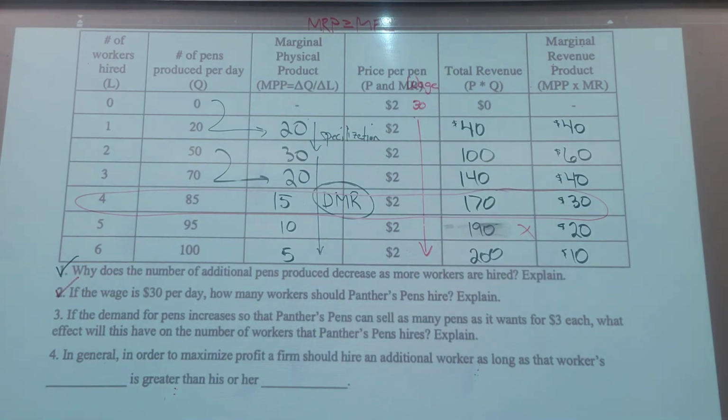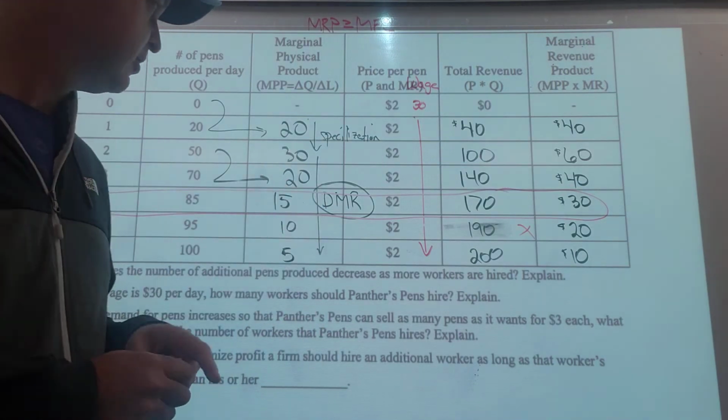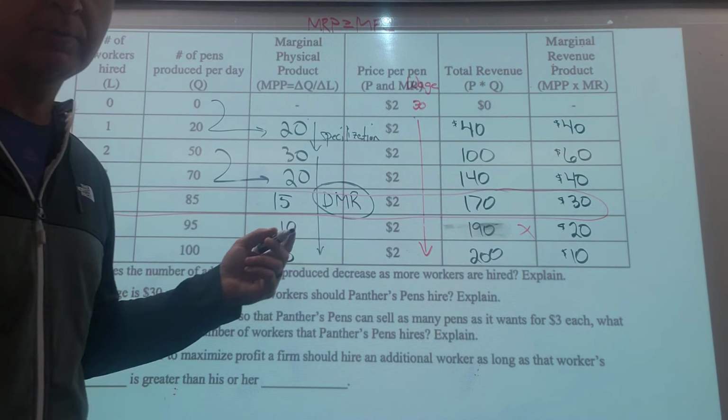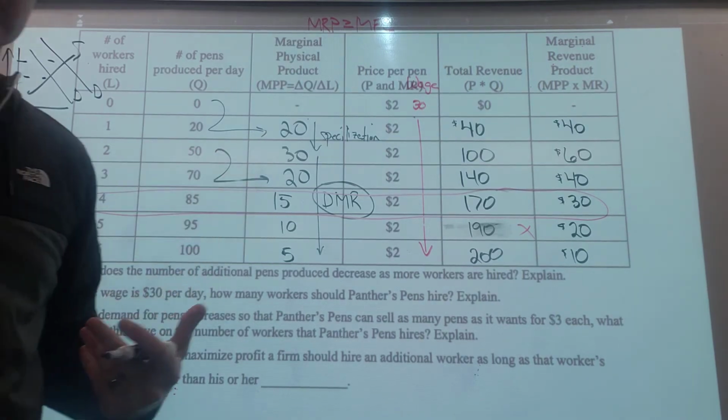Question 3 says, if the demand for pens increases so that Panther Pens can sell as many pens as it wants for $3, what effect will this have on the number of workers that Panther Pens hires? So think about it this way. Think about we have a product graph. If the demand for the product increases, the price of the product is going to go up. So that's essentially what happened here.